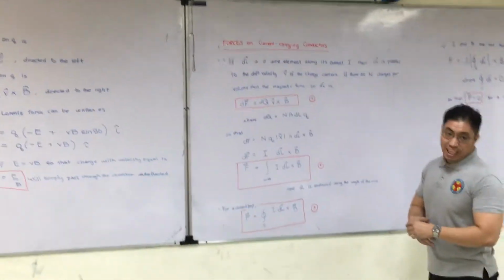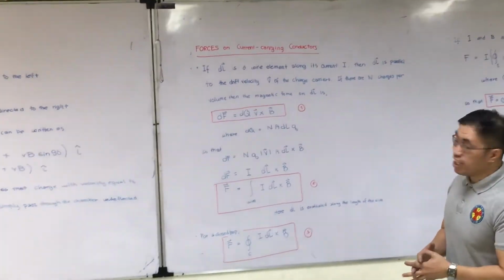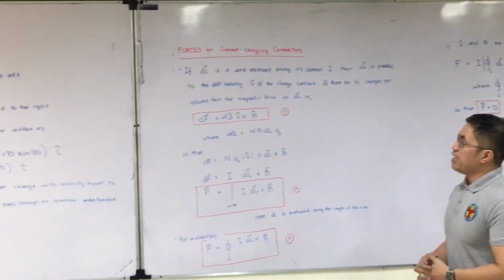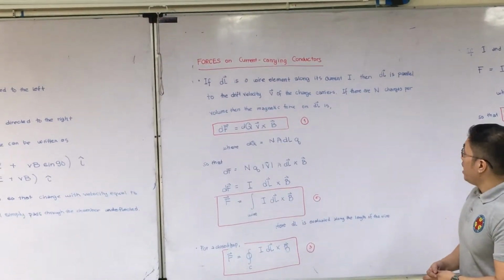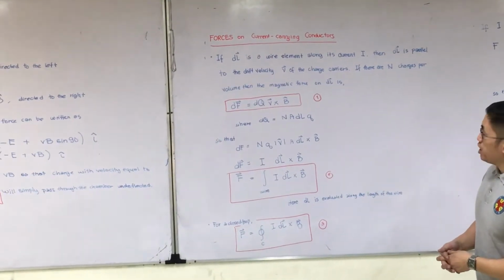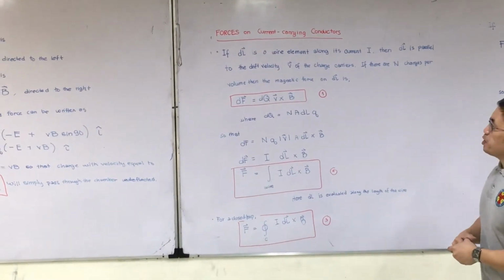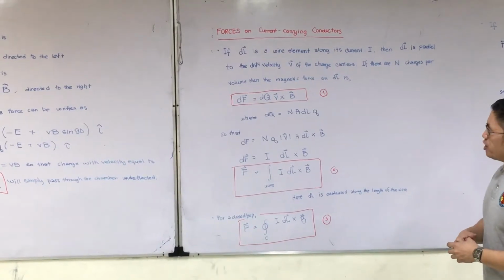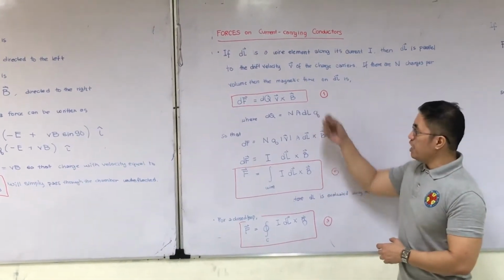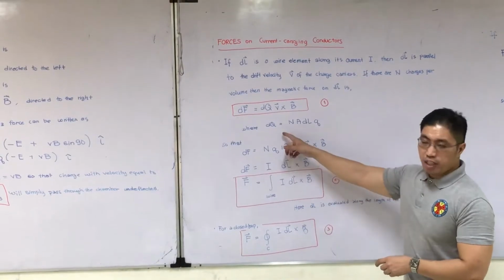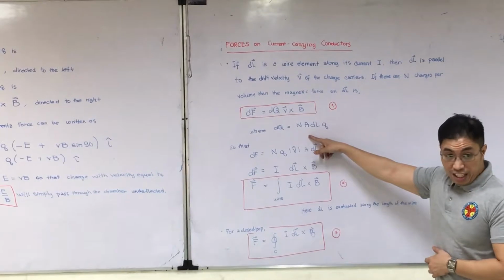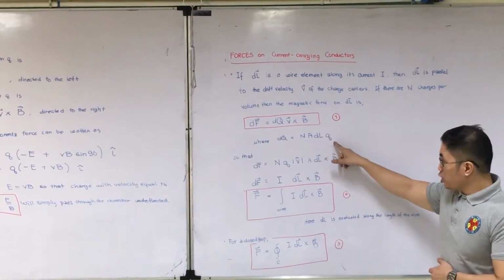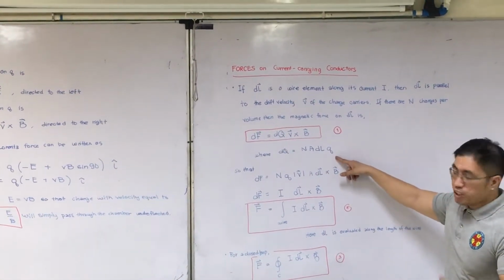Okay, now, to continue our discussion, we will extend it to magnetic force on a current-carrying conductor. Let us consider a wire element dl having current I. Then dl is parallel to the drift velocity of the charge carriers, v. If there are n charges per unit volume, then the magnetic force on wire element dl can be written as equation 1, wherein dq can be written as nAdlq, where A is the cross-sectional area of our wire conductor and q is the charge of our charge carriers.